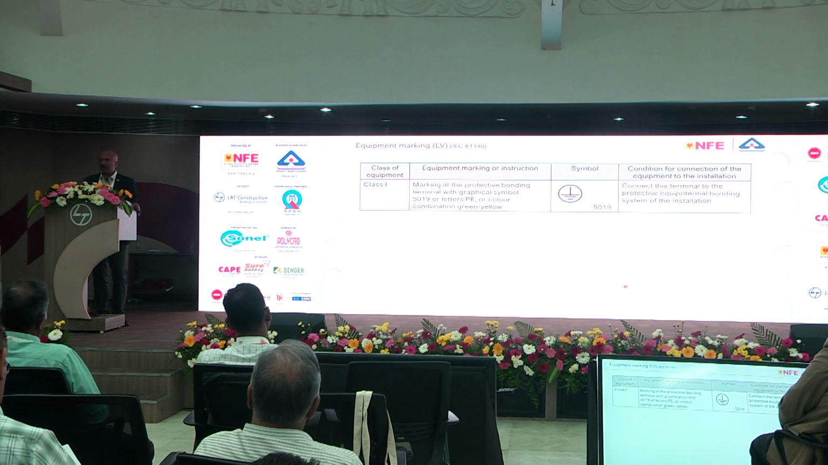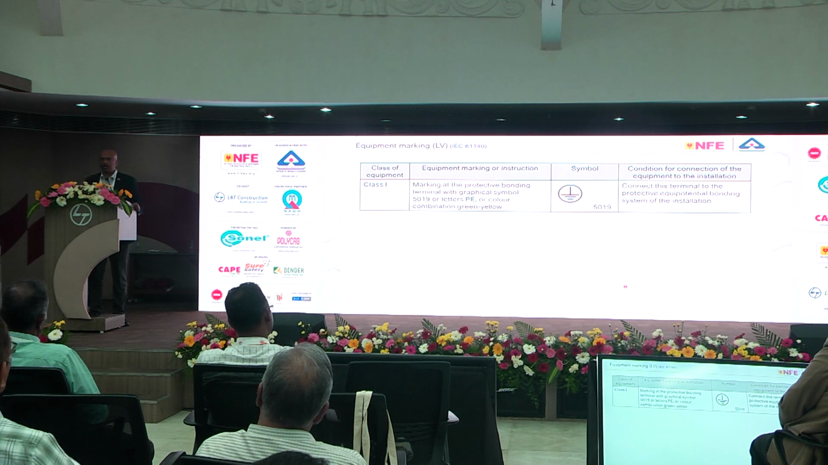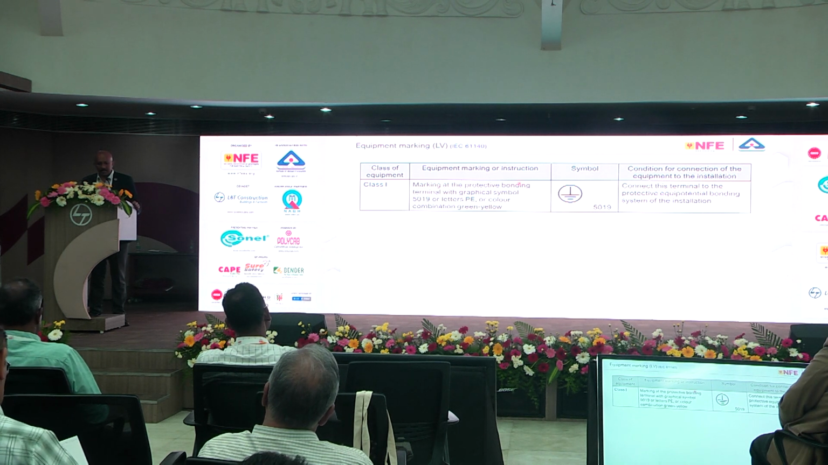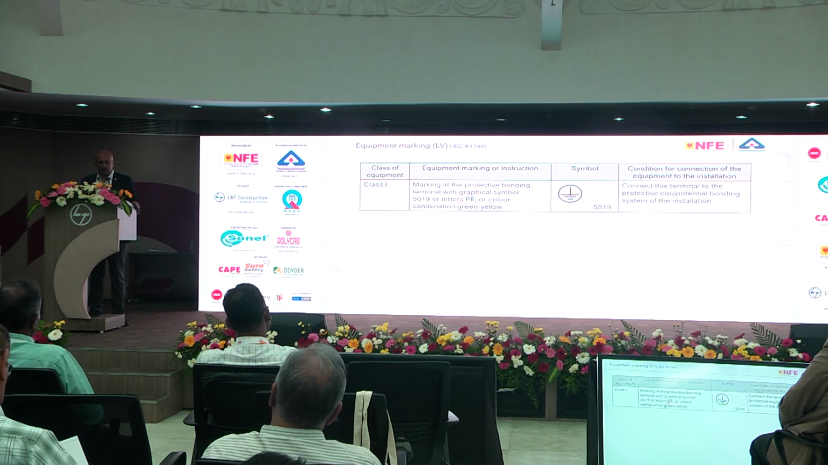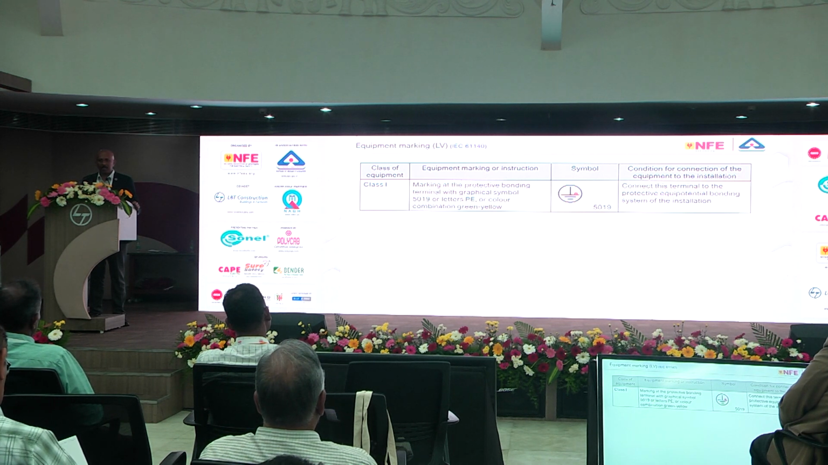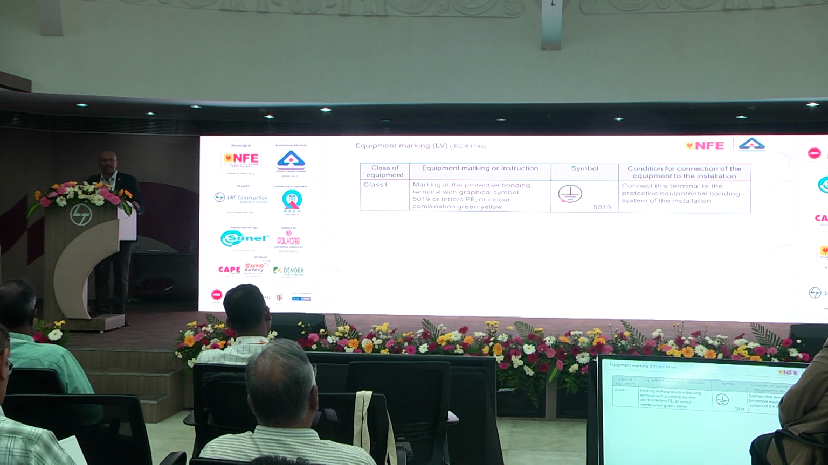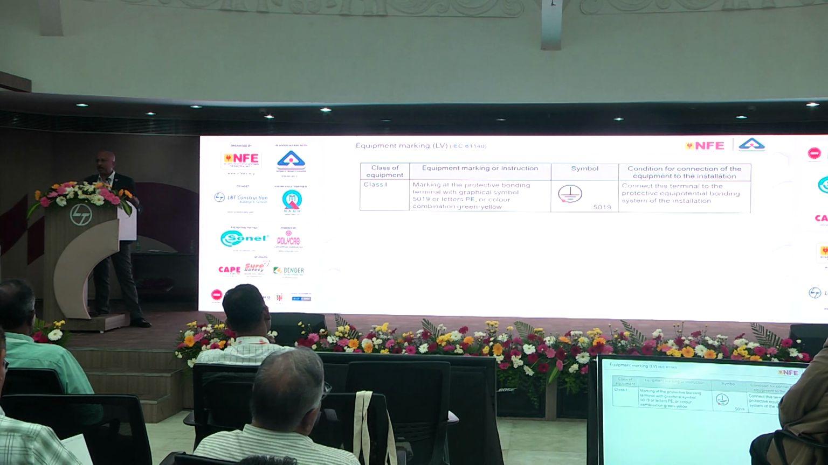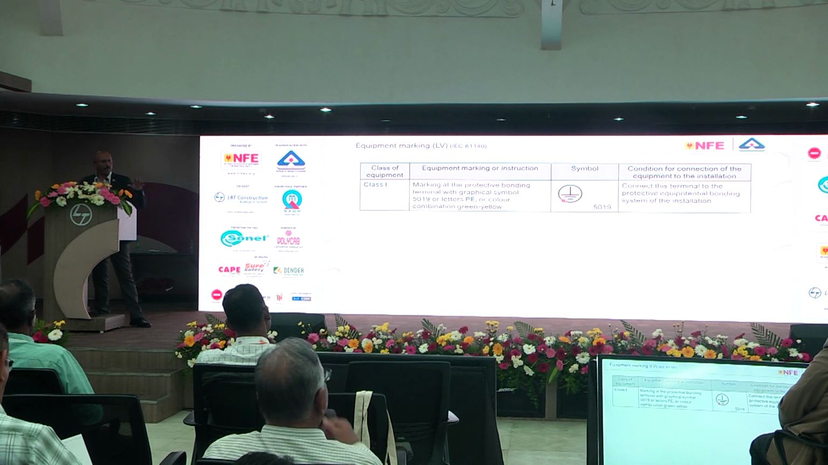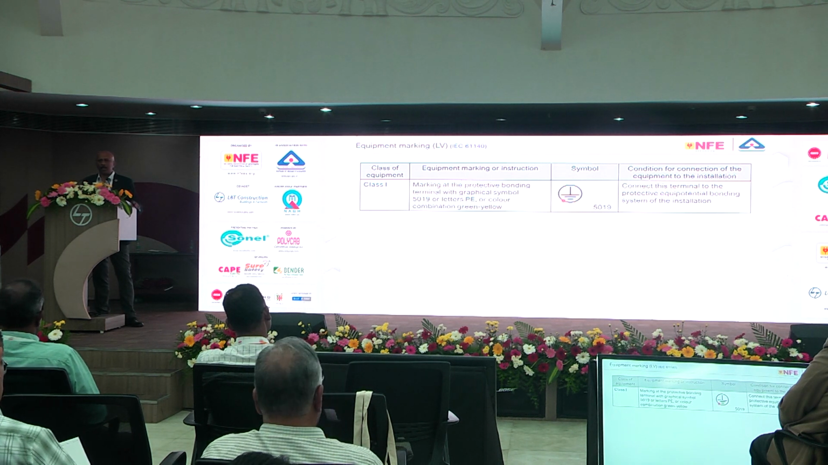The manufacturer of that particular equipment should provide an earth terminal, which we can identify by the color yellow and green, or symbol 5019, or this kind of symbol. And the manufacturer should connect all the exposed conductive parts of his equipment to the earth terminal of that equipment. This is a requirement which is applicable for every class 1 equipment.